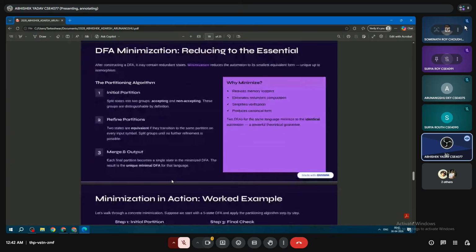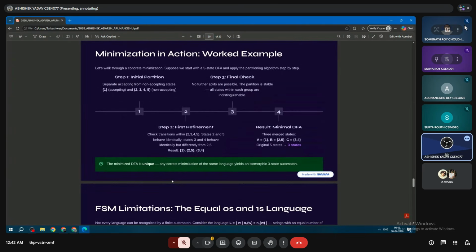So next we have minimization in action. Here we have an example. This is a very good example. Let's walk through a concrete minimization. Suppose we start with a 5-state DFA and apply the partitioning algorithm step by step. So what are the steps? Step number 1 is the initial partition. Separate accepting from non-accepting states.